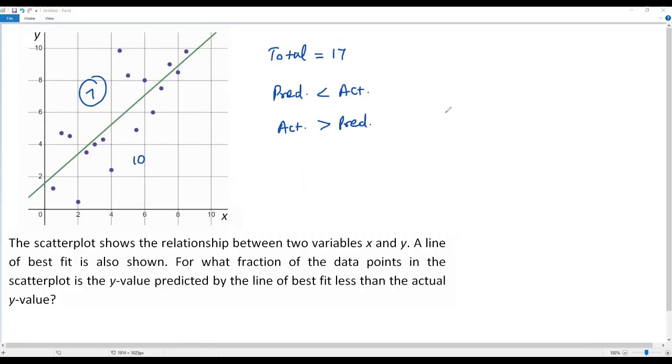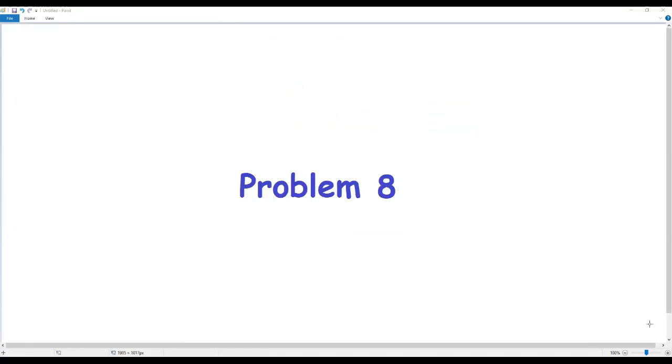So the required fraction is 7 over 17. That is 7 over 17 of the data points. The y value predicted by the line of best fit is less than the actual y value.